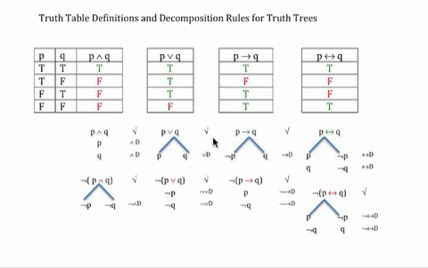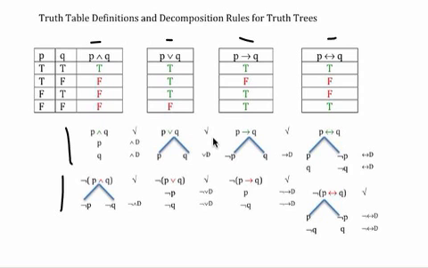What I'd like to do here is give a quick walkthrough of the relationship between the truth table definitions for our logical operators and the decomposition rules for their use in generating truth trees. So at the top here, what I have are the truth table definitions for our operators: the definition for and, the definition for or, the definition for the conditional, the definition for the biconditional. And then what I have below are the truth tree decomposition rules for the unnegated version, and then the truth tree decomposition rule for the negated version.